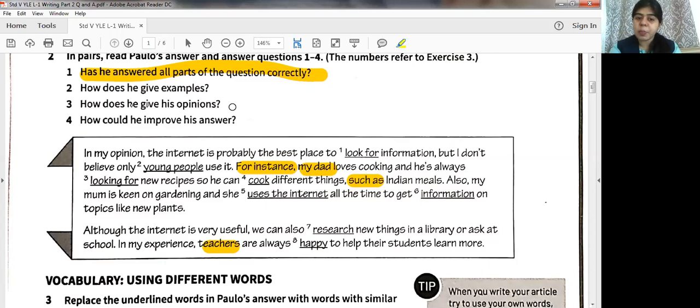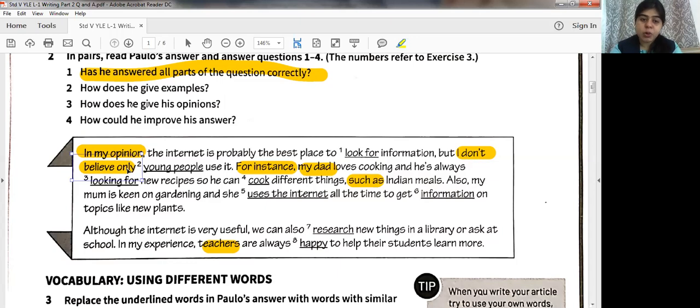How does he give his opinions? What are the words by which we can understand that he is giving his own opinion? Like, in my opinion, I'm sharing with you my opinions. Okay, or I don't believe. Is he saying that y'all don't believe? No, he's saying I don't believe. So he's sharing his own opinions.